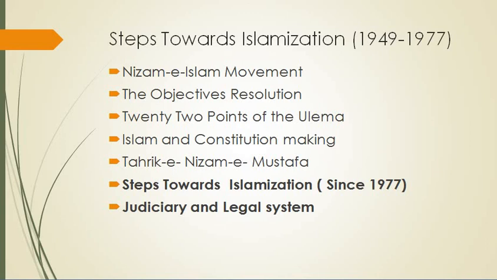The 22 points of the ulama: the ulama set the 22 points for our Islamic society, that we have to follow the Islamic rules in our society, and we have to introduce the interest-free system in the country. This is the duty of the government and the state, to introduce the interest-free banking system in the country, so that all the social evils should be eliminated from the society, and the Islamic laws introduced in the country.